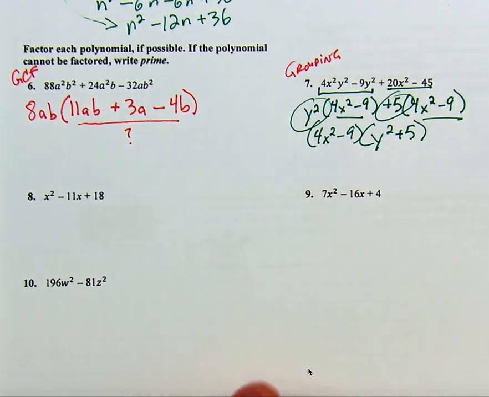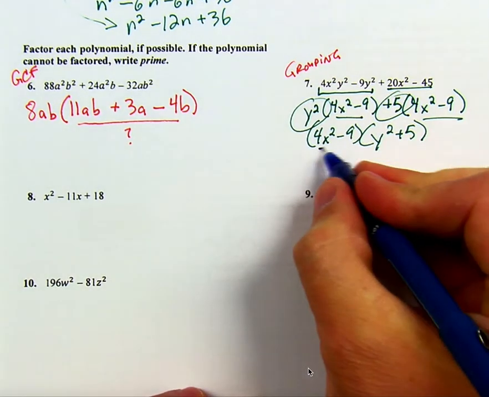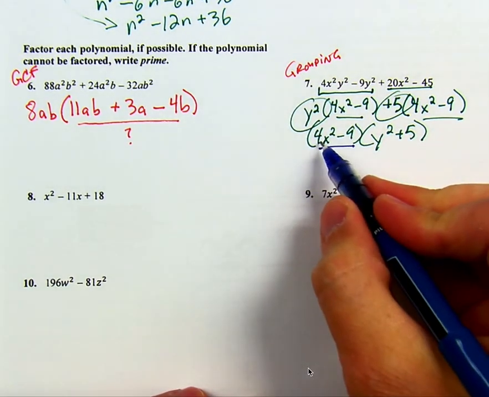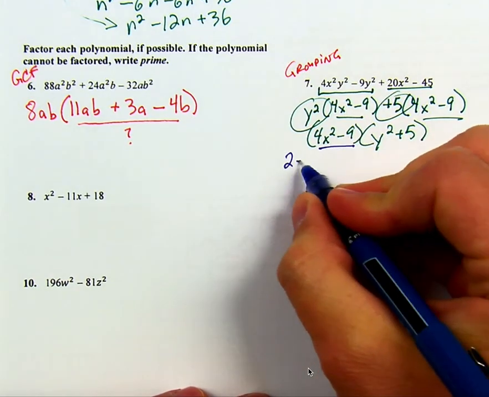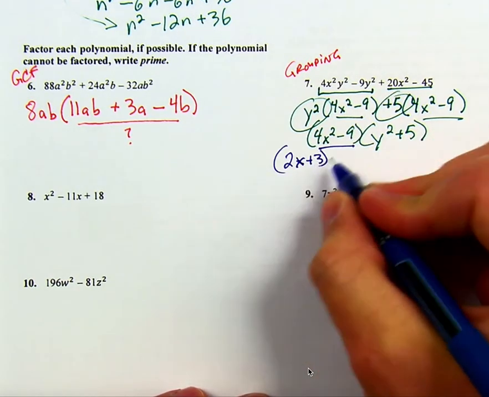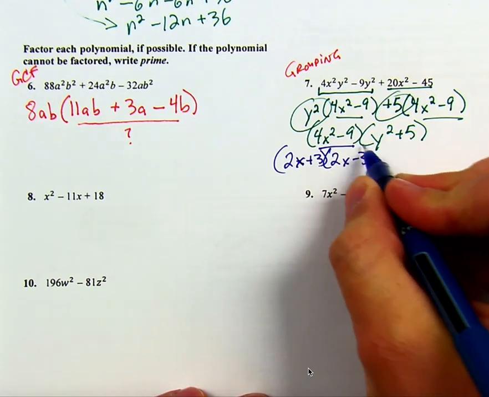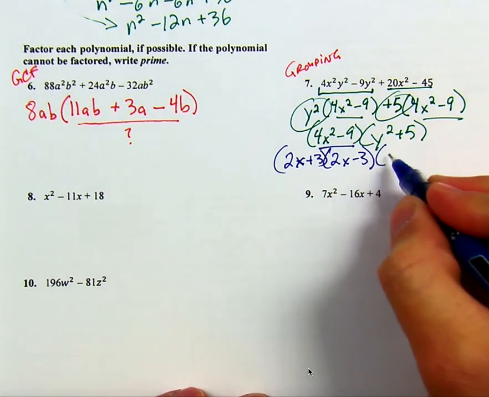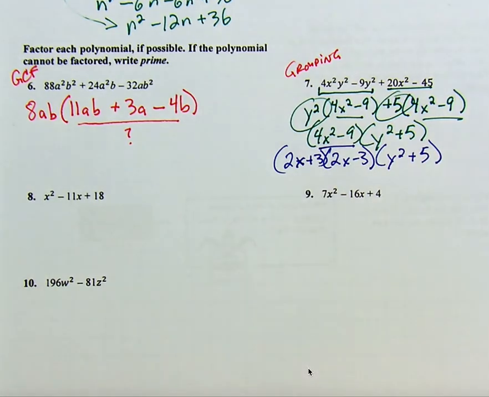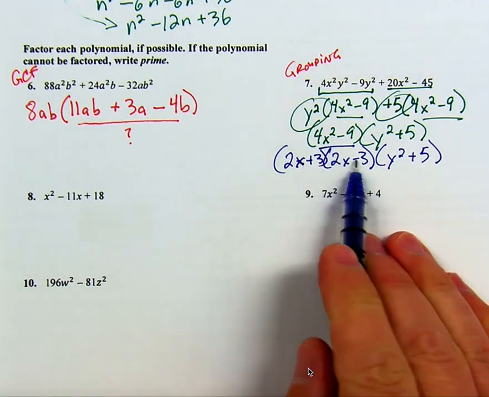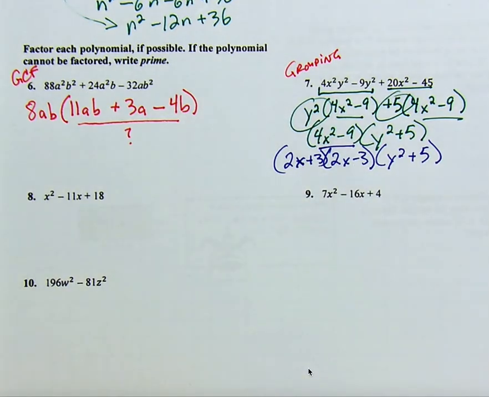But we're not done. Ooh, on this problem, this is a difference of squares, right? That's 2x times 2x, that's 9, or 3 times 3. So you're going to have 2x plus 3, 2x minus 3, and then y squared plus 5. So that actually factors into 3 binomials. That's how that one works. And it doesn't, again, matter which order you put those binomials in, but that is that.